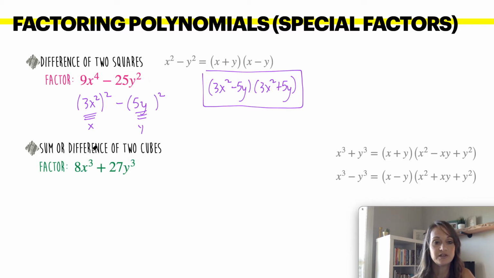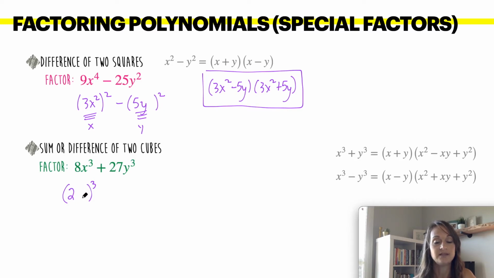There's also a sum or difference of cubes. So these are the formulas for finding the difference of the cubes. And so I need to figure out what value will make this first term cubed. So if I need to cube this, I need to figure out what cubed gives me 8. And the answer is 2 because 2 cubed is 8.